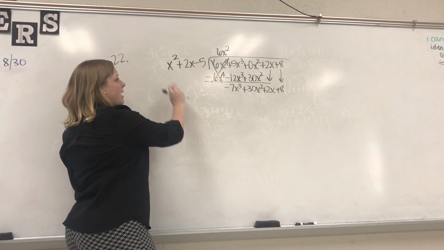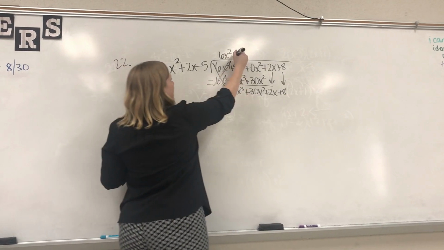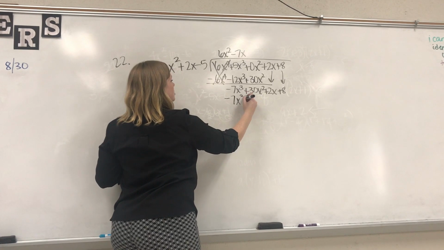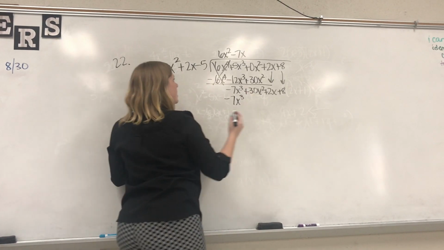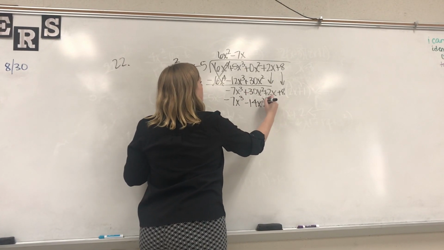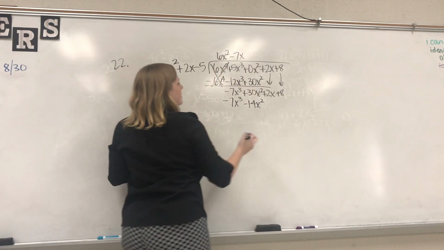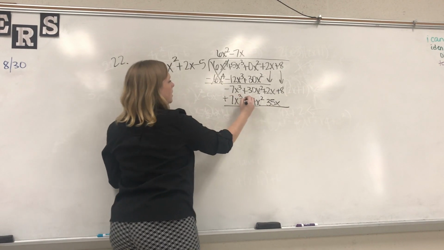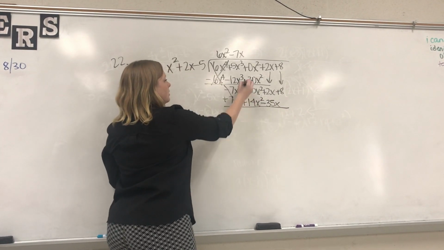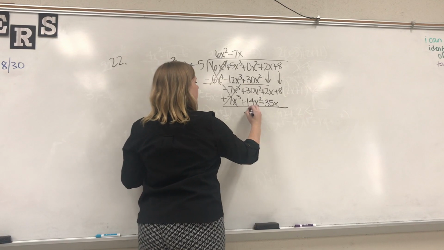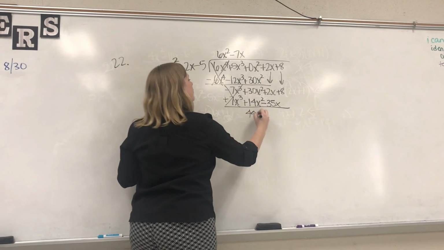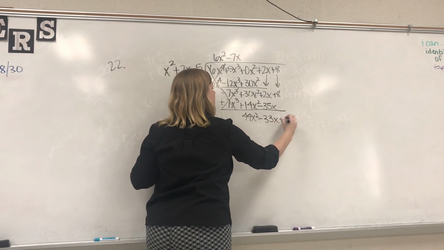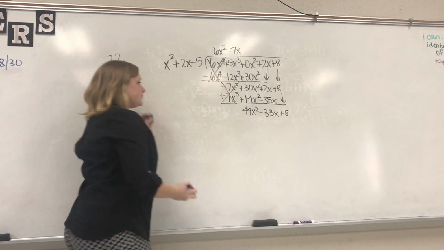What do I multiply x squared by to get to negative 7x cubed? That is negative 7x. Negative 7x times x squared is negative 7x cubed. Negative 7x times 2x is negative 14x squared. Negative 7x times negative 5 is 35x. I'm subtracting, so all of my signs change. That cancels. 30 and 14 make 44. 2 and negative 35 make negative 33x. And I bring down my plus 8.